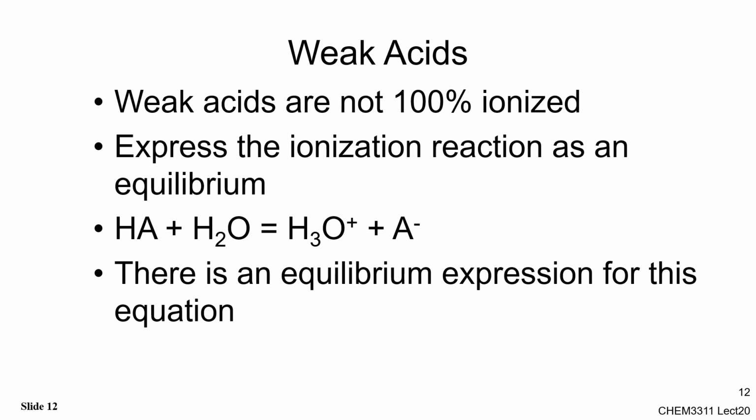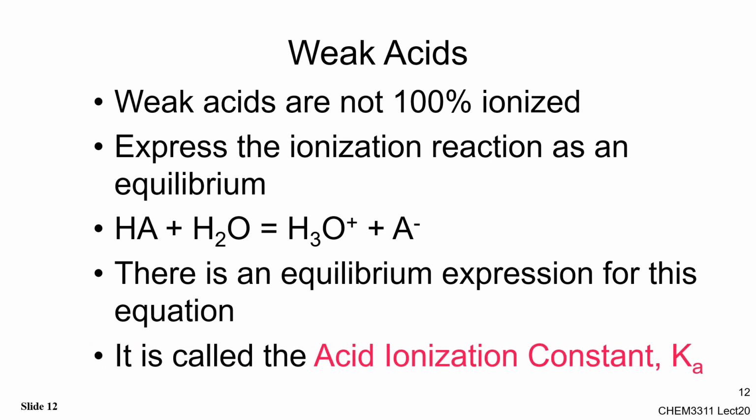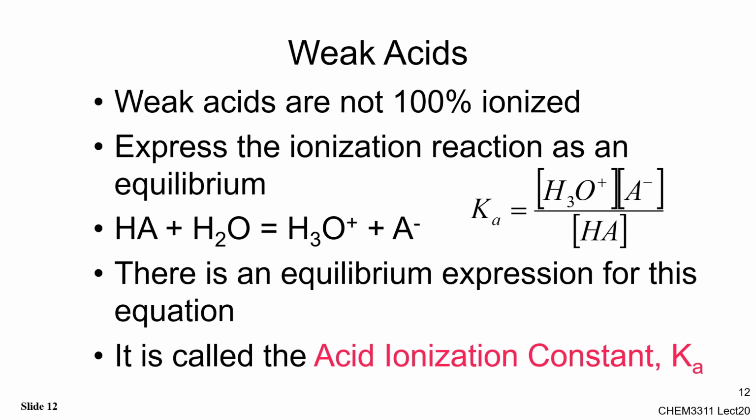Right? And so we can write an equilibrium expression for this, just like we did for water. Notice, once again, water is the solvent, so it doesn't show up. So our products are hydronium and A minus, and the HA will show up in the bottom of the equilibrium expression. And the constant that goes with that equilibrium expression is the acid ionization constant, K sub A. And so there's our K sub A for a weak acid.